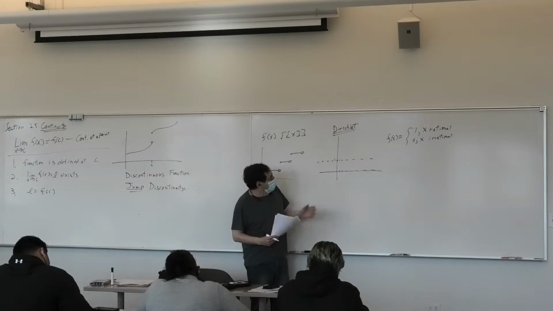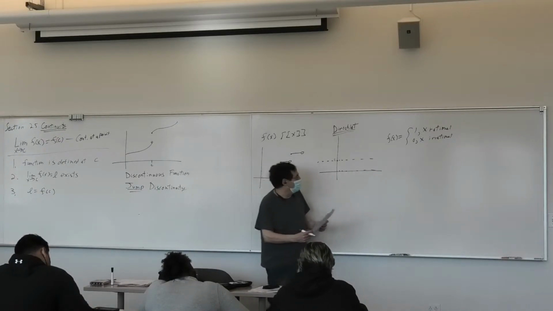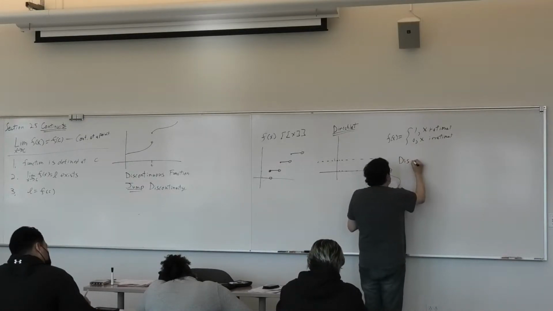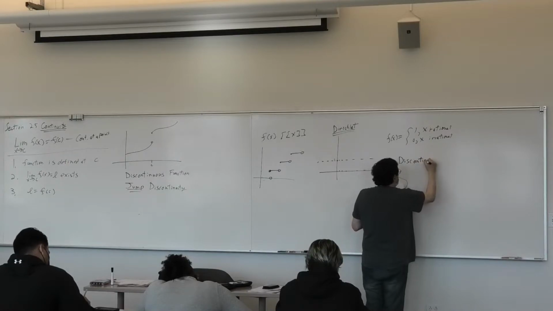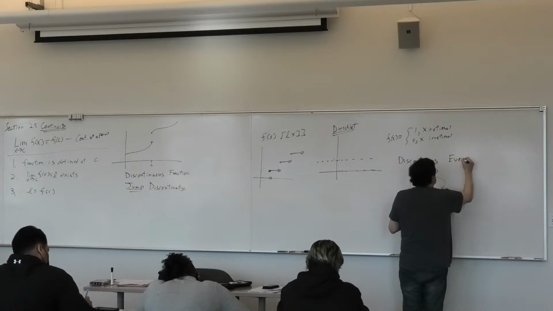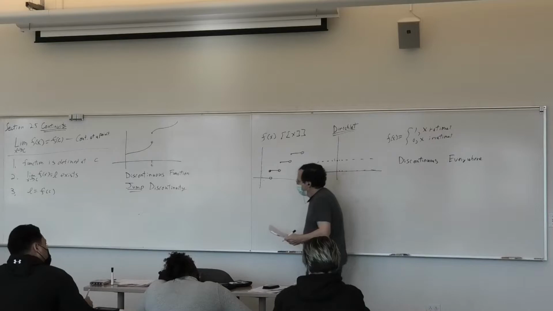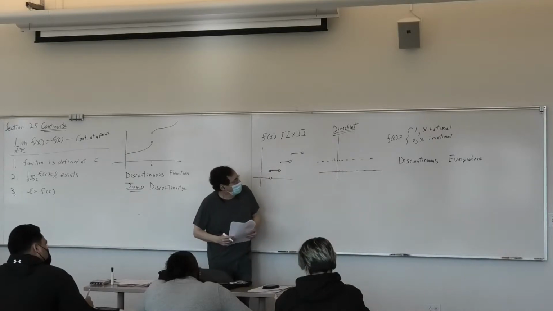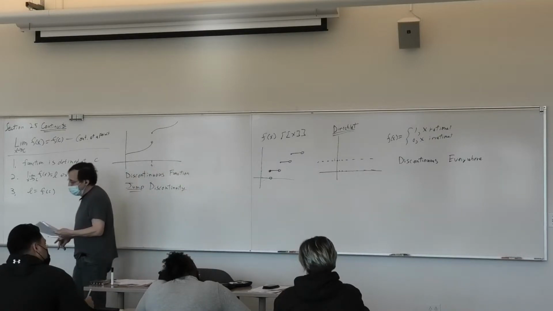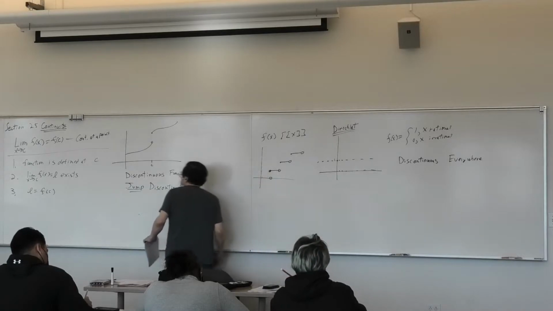So not having any limits is really discontinuous. It's discontinuous at every point, so we would say discontinuous everywhere. It's a function that's discontinuous everywhere. So that's the second example of a discontinuity in a function. In this case, a completely discontinuous function.